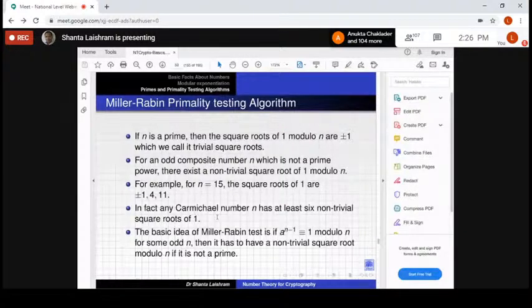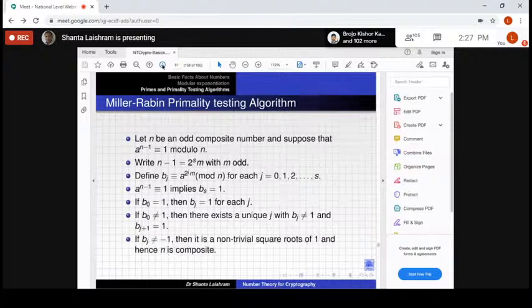And one can actually show that any Carmichael number has at least 6 non-trivial square roots of 1. So in the Miller-Rabin primality testing algorithm, the basic idea is that we first check that a power n minus 1 is 1 modulo n. If it happens, then if n is not a prime, it is going to have a non-trivial square root of 1. That is the idea used in the Miller-Rabin primality testing algorithm. I'll give you more details here.